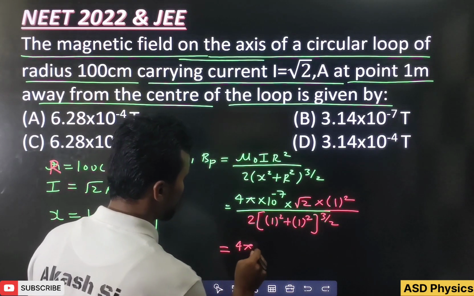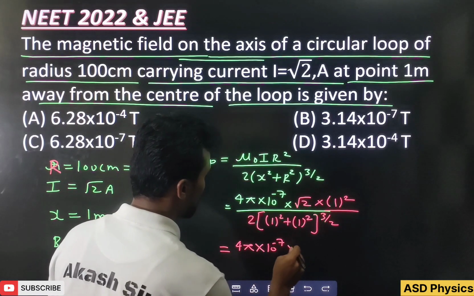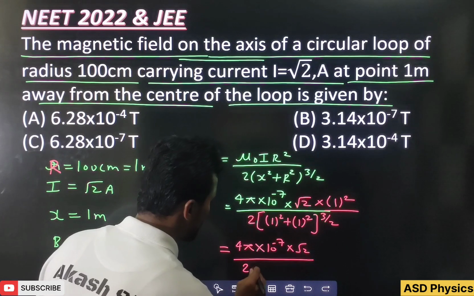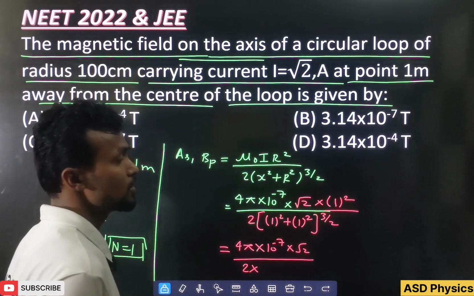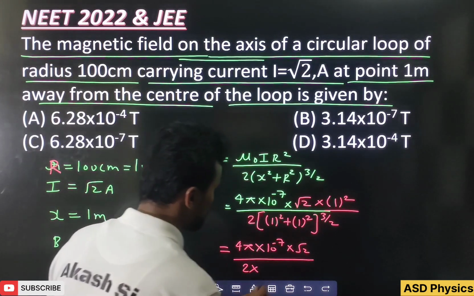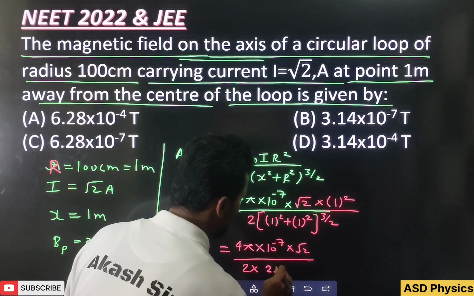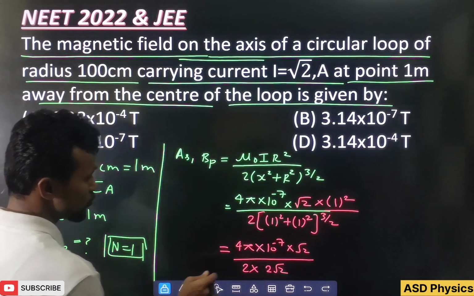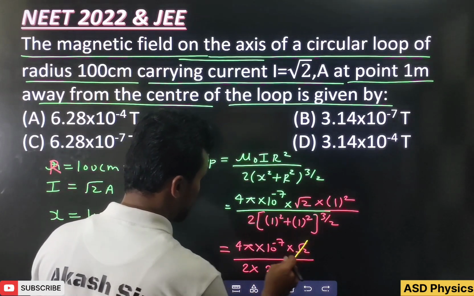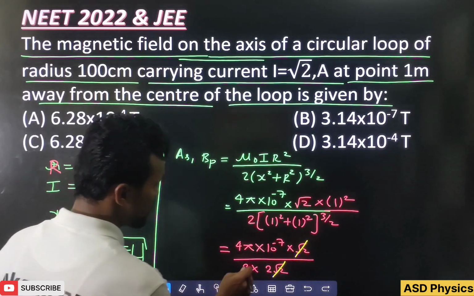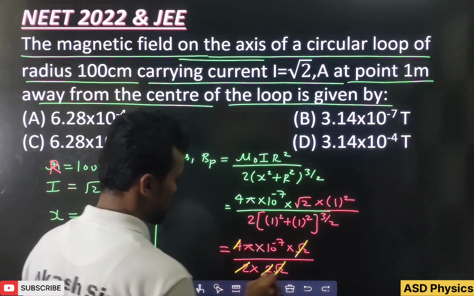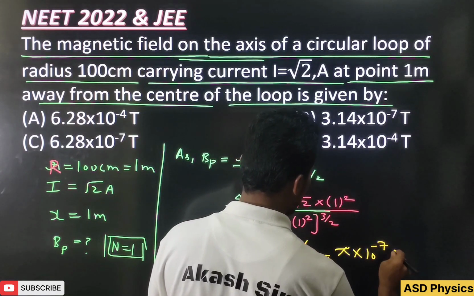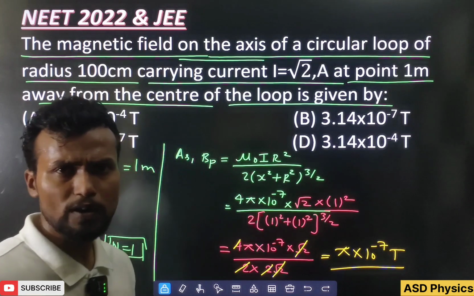So students, what will this become here? We can write 4 pi into 10 to the power minus 7 into root 2, by 2 into 1 square plus 1 square, which is 2, to the power 3 by 2. What will 2 to the power 3 by 2 be? It becomes 2 root 2. Kindly see here, this root 2 and this root 2 cancel, and this 2 and this 4 also cancel. So we can write it will come here pi into 10 to the power minus 7 Tesla. Pi value is 3.14.